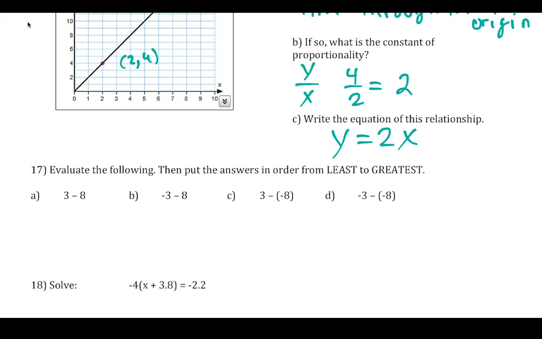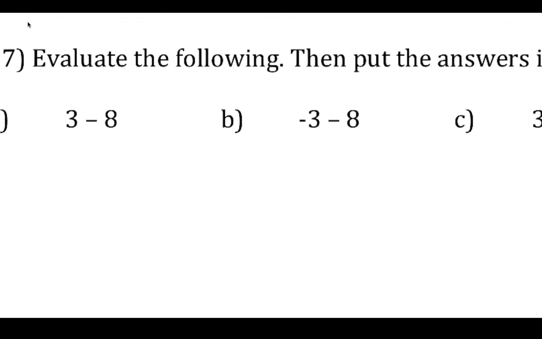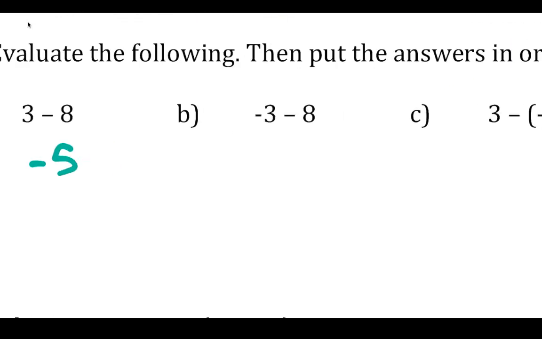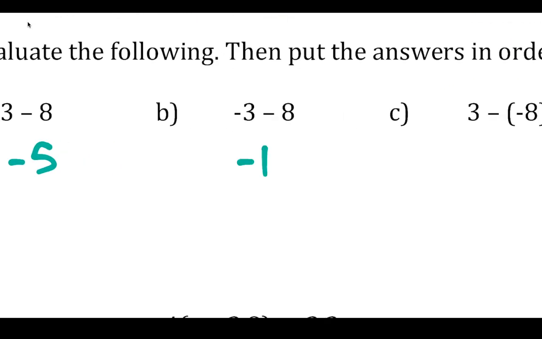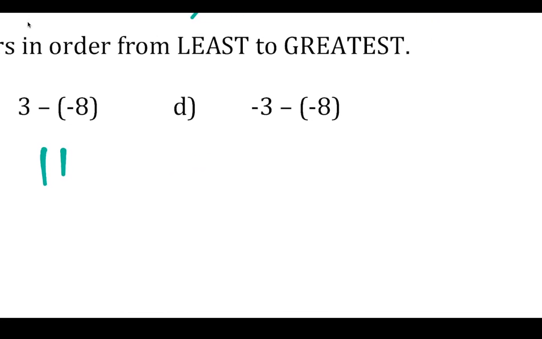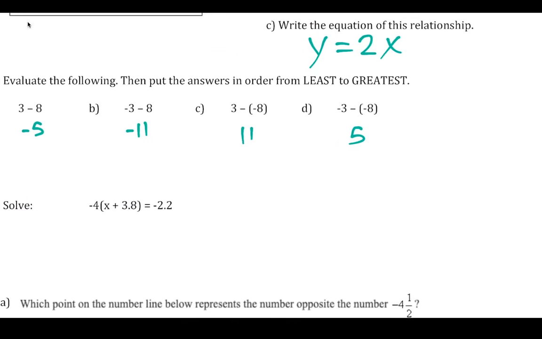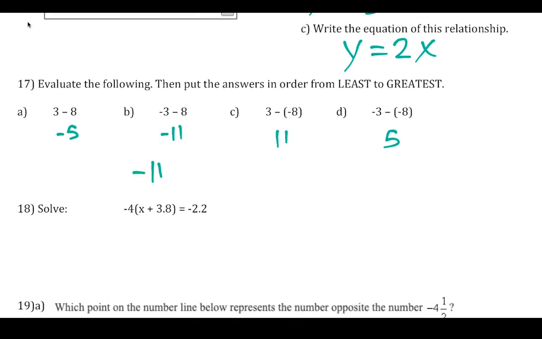Number 17, evaluate the following and put the answers in order from least to greatest. So 3 minus 8 is negative 5. Negative 3 minus 8 is negative 11. 3 minus negative 8, same thing as 3 plus 8, is positive 11. Negative 3 minus negative 8 is negative 3 plus 8, which is positive 5. Least to greatest is negative 11, negative 5, 5, then 11.